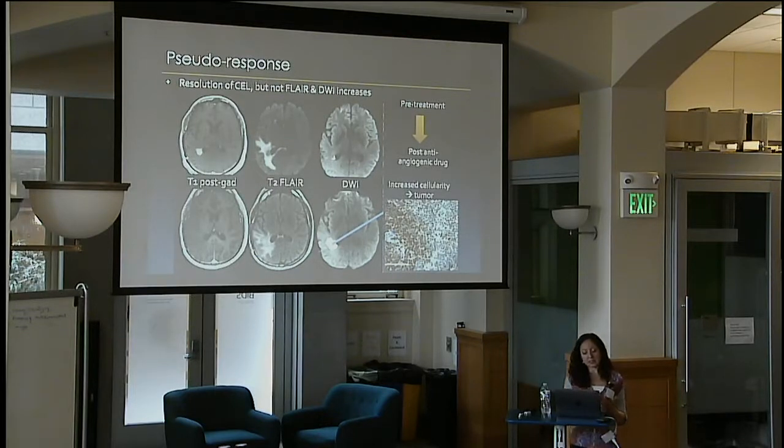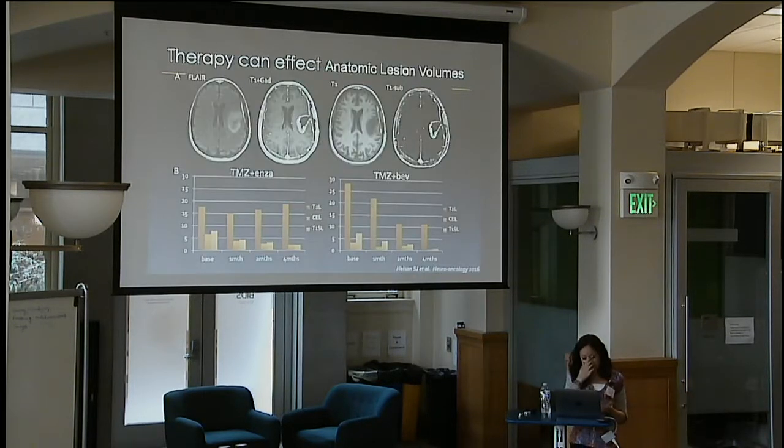On the contrary, you can have pseudo-response, where you have something like an anti-angiogenic drug which normalizes your vasculature, so your blood-brain barrier now is not leaky anymore, which is the marker that you were using to define the tumor to begin with. So if you take away your marker, now you need other methods of response because now you have a pseudo-response due to the therapy itself and not due to the actual tumor.